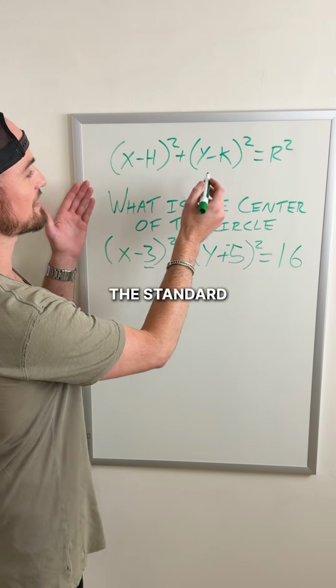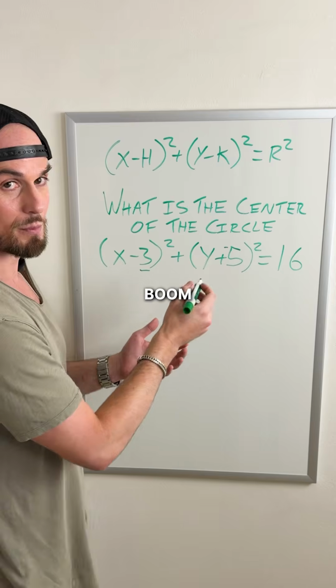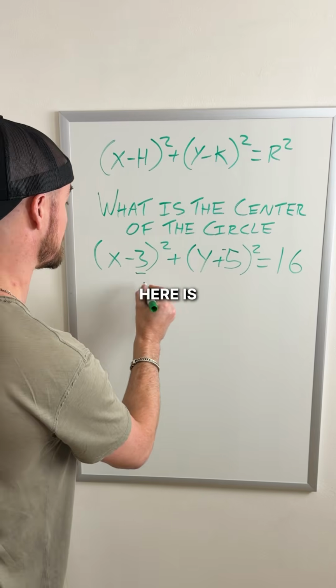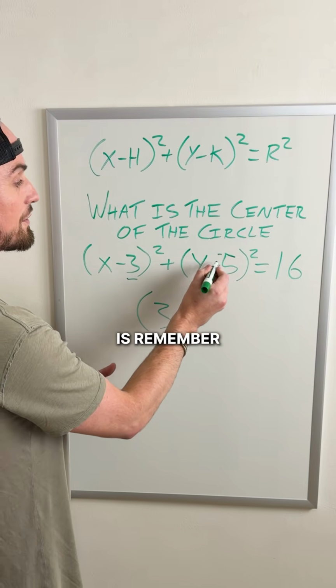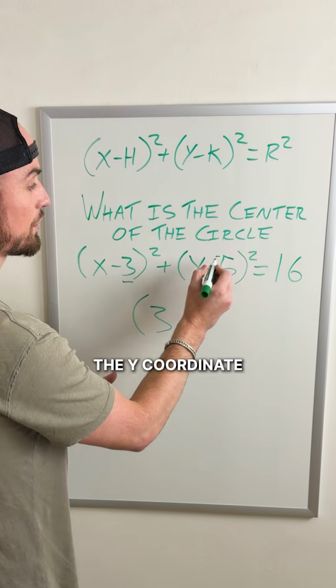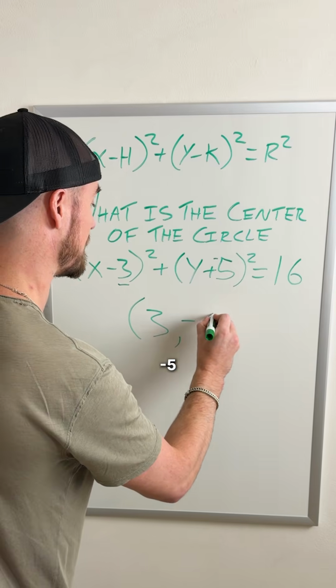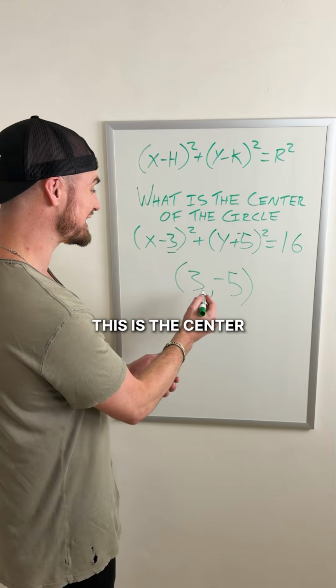You just have to remember the standard form of a circle equation and then, boom, instantaneously. So our answer here is, remember, our x coordinate is 3, so we're just going to go 3, and our y coordinate is, remember we flipped this sign here, the y coordinate is minus 5. So 3, minus 5, boom. That's your answer. This is the center of this circle.